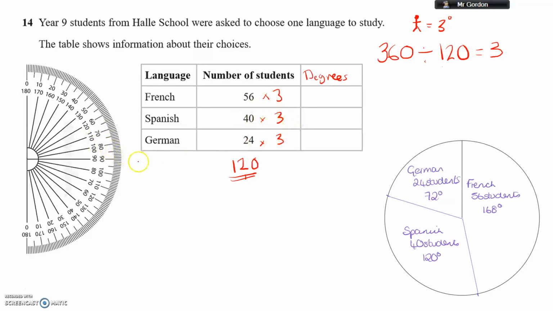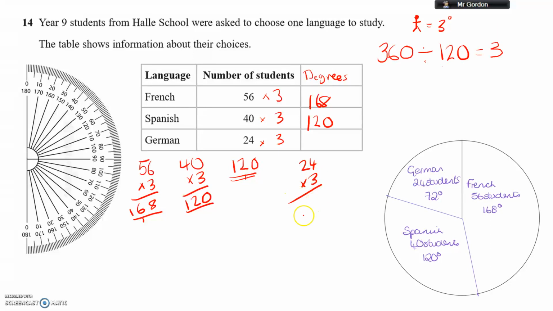Okay, so let's do some working. 56 times 3, and we're going to use this column method. It's nice and quick. 3 times 6 is 18, so carry the 1. 3 times 5 is 15, plus the 1 is 16, so that's 168 for French. Spanish next, so 40 times 3, you probably don't need to do this in a column, but let's do it anyway. 3 times 0 is 0, 3 times 4 is 12, so 120. And the last one, German, 24 times 3.